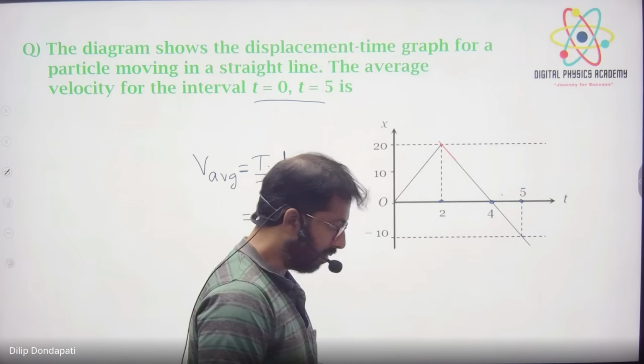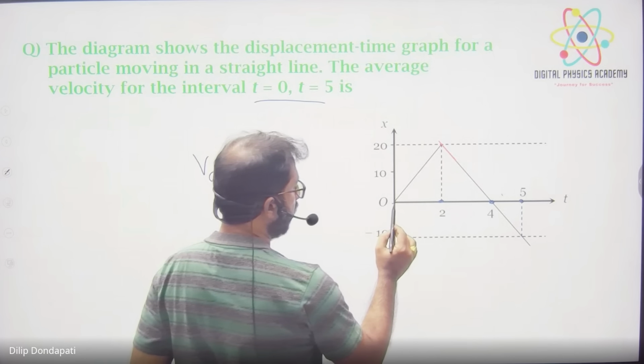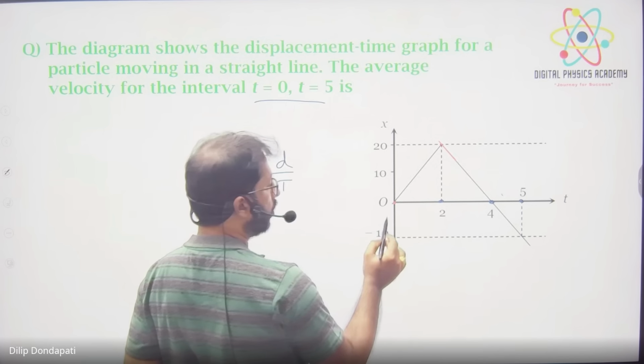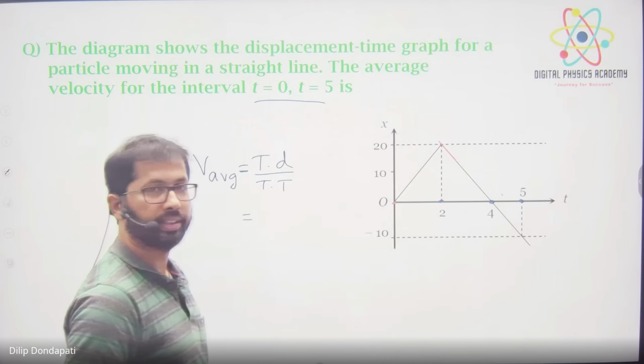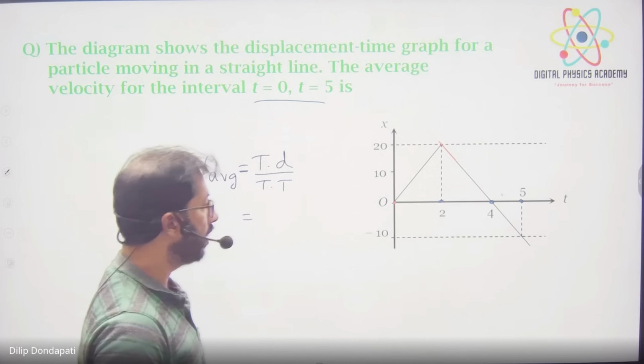It will be -10/5, so -2. Why? Because displacement is from the initial position and final position, right? So -10/5 is nothing but -2. Yes, correct. The displacement is -10.